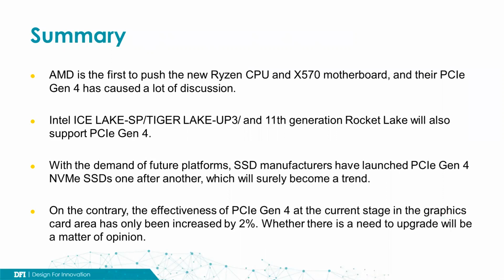AMD is the first to push the new Ryzen CPU and X570 motherboard, and their PCIe Gen 4 has caused a lot of discussion. Intel Ice Lake SP, Tiger Lake UP3, and 11th generation Rocket Lake will also support PCIe Gen 4. With the demand of future platforms, SSD manufacturers have launched PCIe Gen 4 NVMe SSDs one after another, which will surely become a trend. On the contrary, the improvement from PCIe Gen 4 in the graphics card area has only been about 2%. Whether there is a need to upgrade will be a matter of opinion.